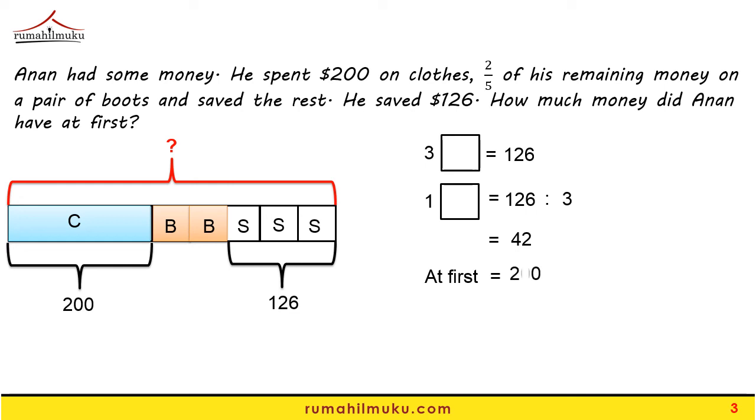So to know the amount of money he had at first, 200 plus 5 times 42. We multiply 5 and 42 because, as you can see here, if we total the boxes he spent on boots and that he saved, we have 5 boxes times $42. So it becomes 200 plus $210, which becomes 410. So he had $410 at first.